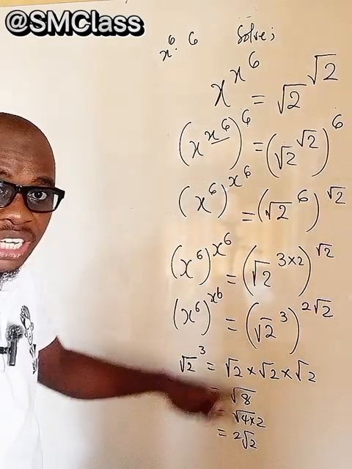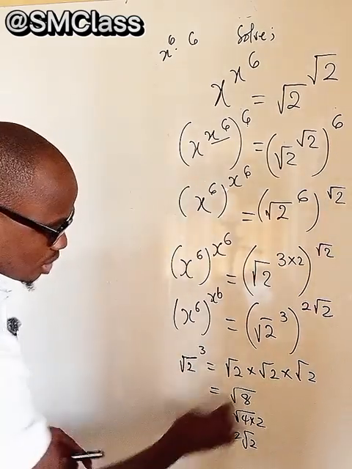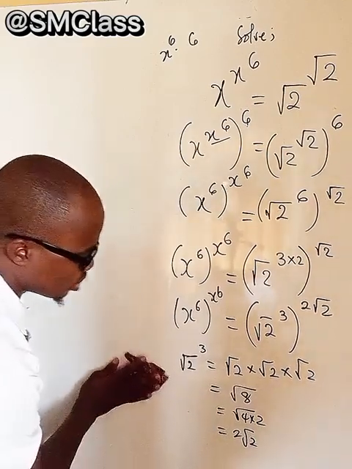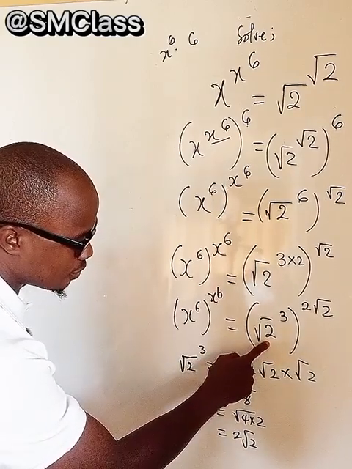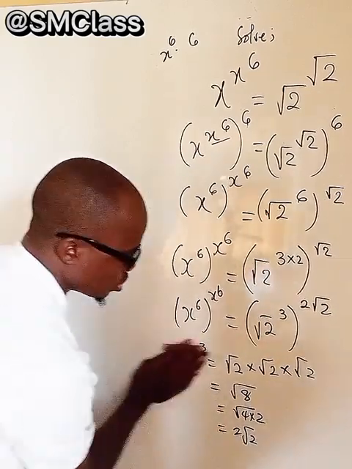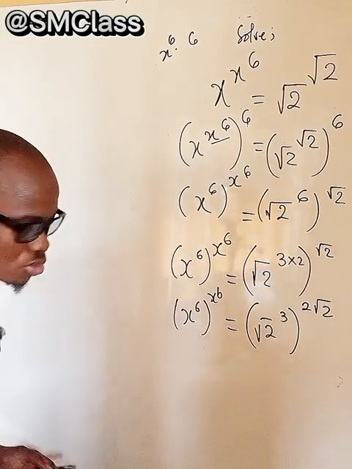So I'm going to erase the board so that we can have the space to write. All right, so from there, I have root 2 raised to power 3 to be 2 root 2. So therefore, I have 2 root 2.